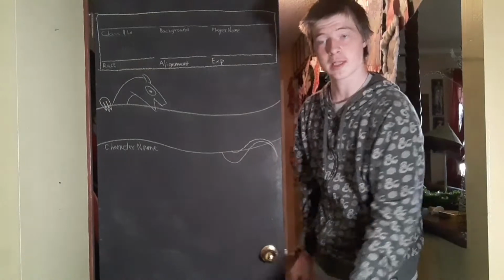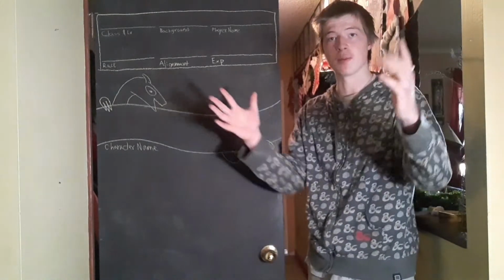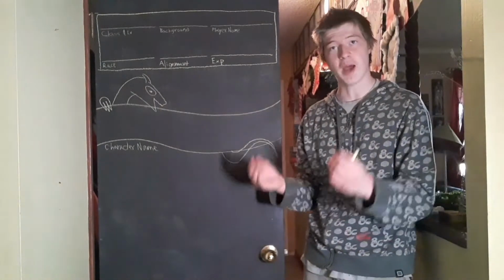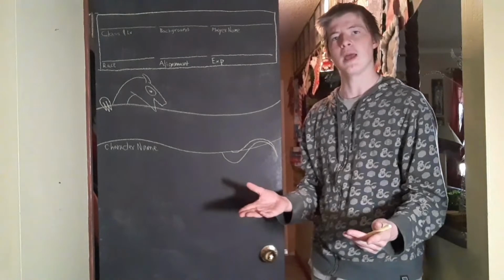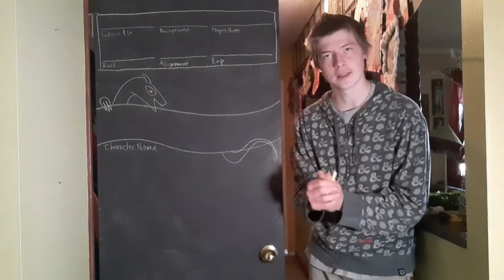So, we're talking about step 1, which is the concept. You want to know what your character is going to be from a gameplay perspective, from a roleplay perspective. You want a general idea of what their backstory is, and then you also want a name. So, let's think. How do we make a concept?